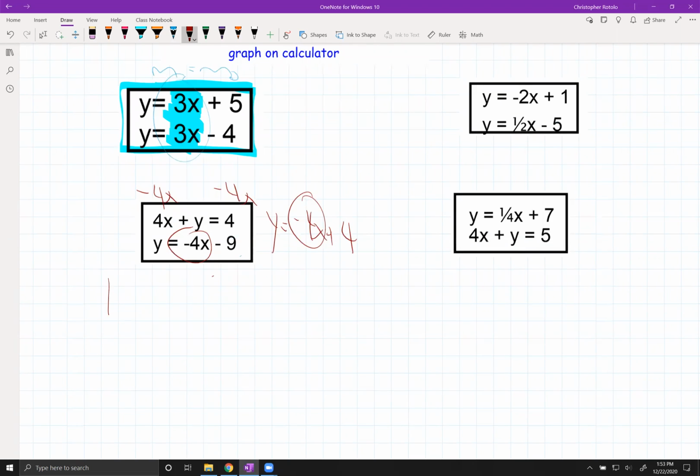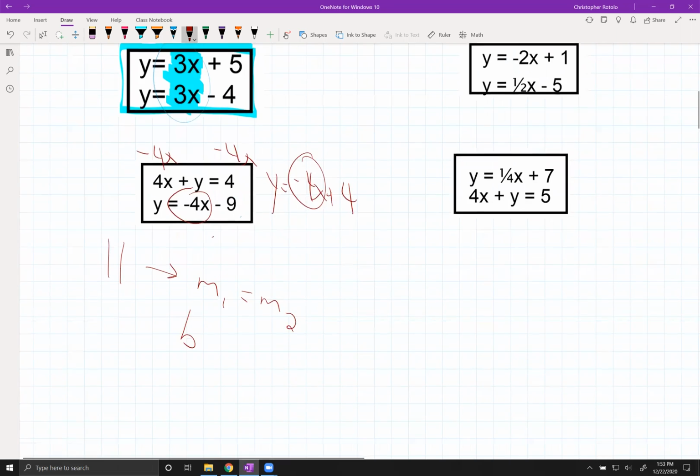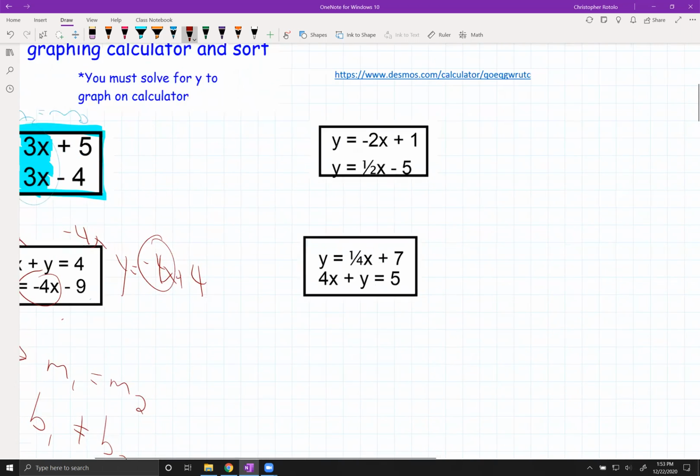For parallel lines, remember, we're going to use a symbol like two vertical bars, like an 11. That means the slope of line 1 must be equal to the slope of line 2. Just for good measure, we want to make sure that the y-intercept is not the same as the other y-intercept. If that's the case, I don't have parallel lines, I have exactly the same line. So I do want the same slope with different y-intercepts. All right, let's take a look at the next set here.